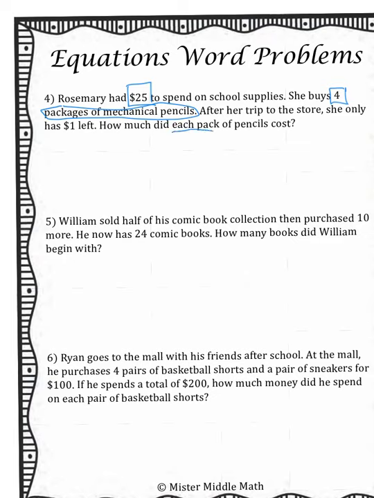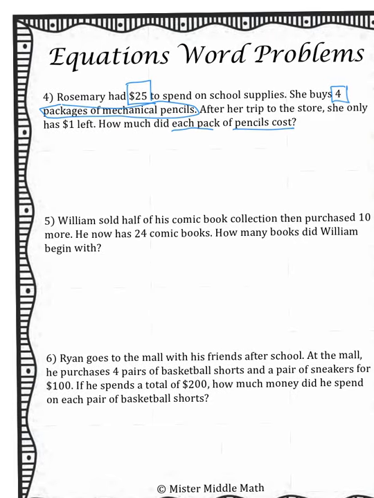Each pack of pencils costs. So we have 4 packages of pencils, but we don't know how much they are, so I have 4x. All right, so she has $25. She spent on her mechanical pencils 4 packages, but we don't know how much they are. It's 4x, equal to $1 left, because she used it and she only has $1 left. Draw the line.